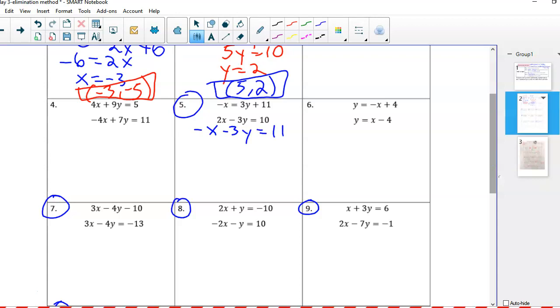So if you see that, you should be looking for that. All the other ones were lined up, so we didn't need to. But that is your step 1 before anything else.